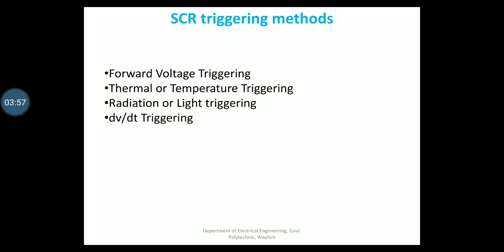Here dV by dt refers to the rate of change of voltage with respect to the time. Here dV by dt is not referred to the magnitude of voltage but the rate of change of voltage. And the last one is the gate triggering. Gate triggering is the most common of the all and the most efficient method of the all.